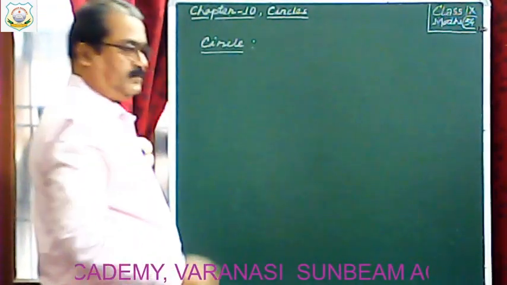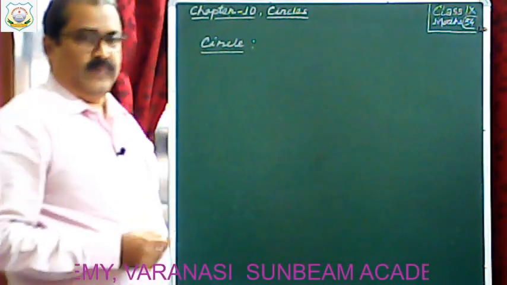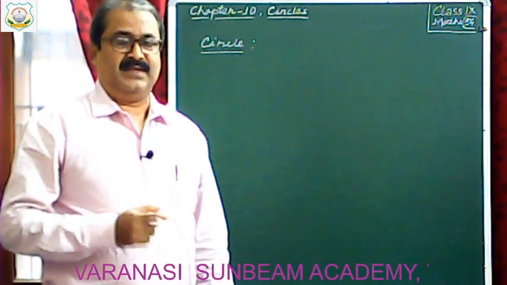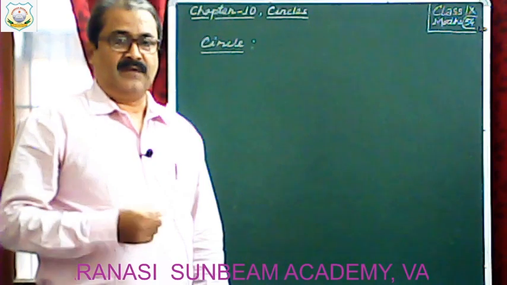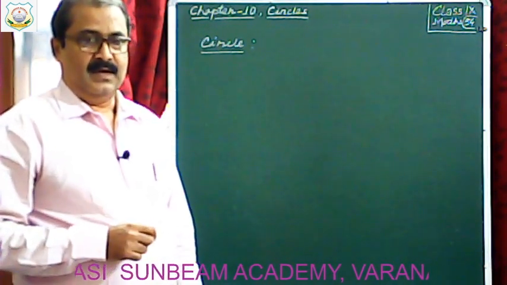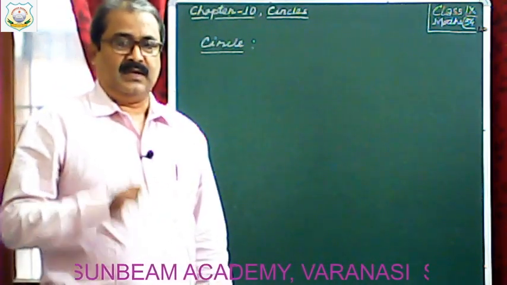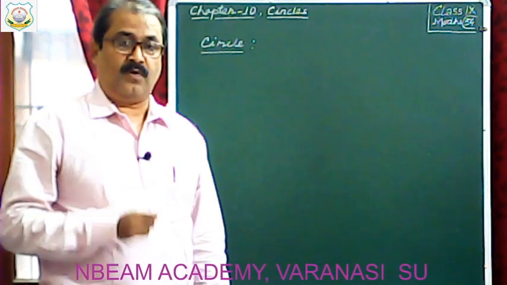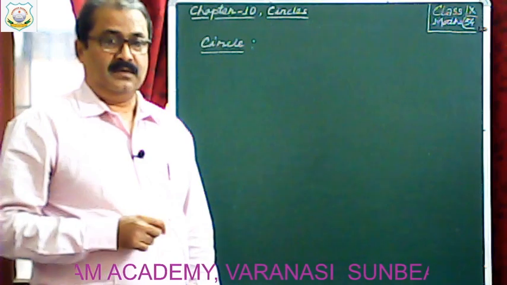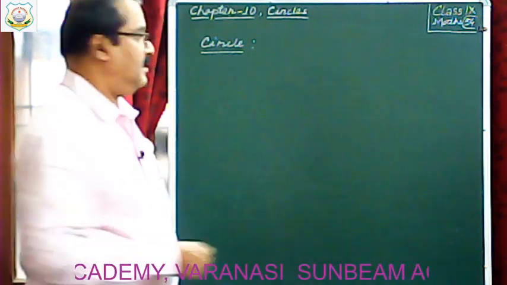Circles. If a point moves in such a way that the distance of the moving point from a fixed point remains the same, then the path traced out by the moving point is known as a circle.